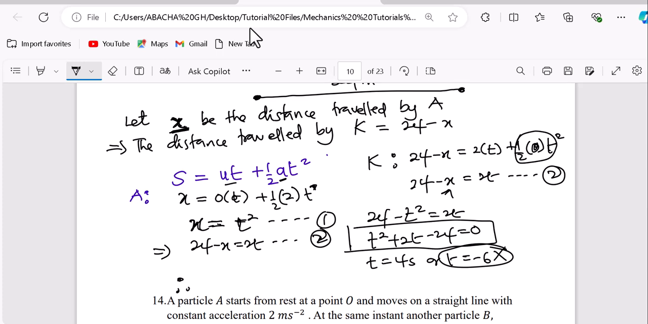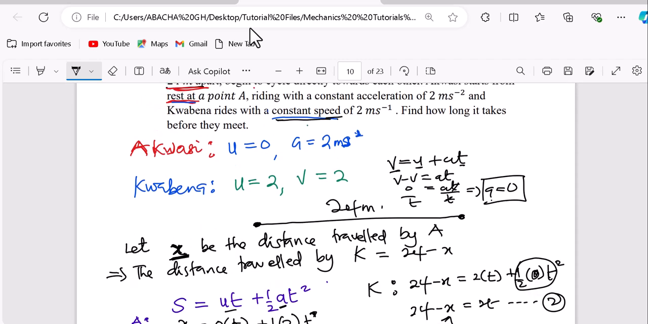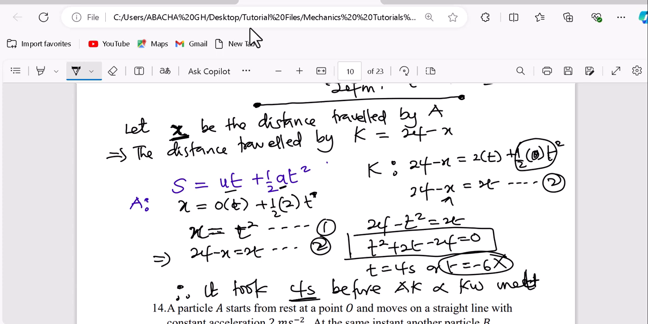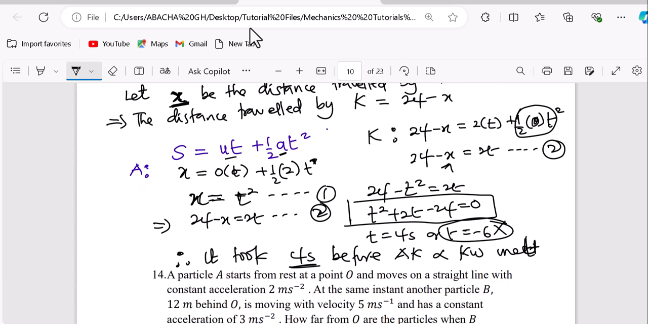Therefore we can say that it took 4 seconds before Akwasi and Kwabena met. 4 seconds. Take note, these are just small application questions. So you go over it, and if you don't understand, watch it again, and you see how you do your small analysis and get your answers.